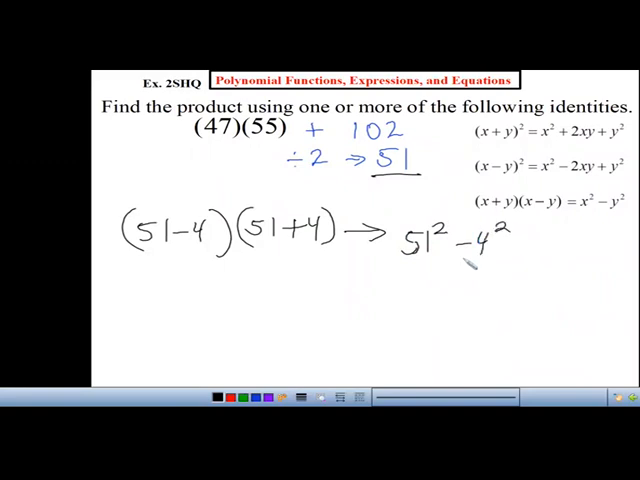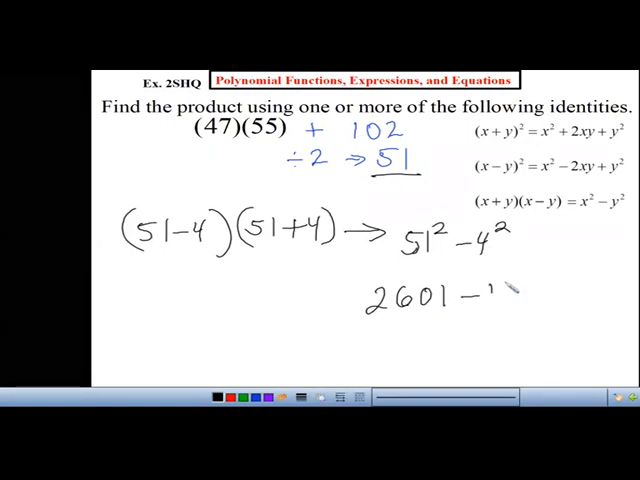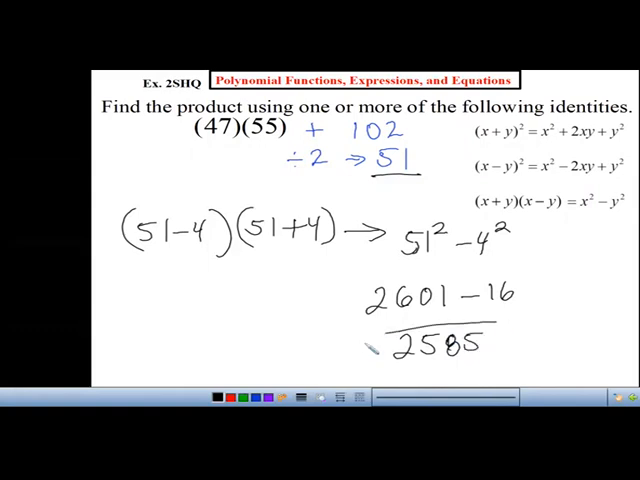All right. So 51 squared. What'd you get for 51 squared? Ivan, what's 51 squared? 2,601. Yeah, minus 16. So you should have gotten 2,585. Is that correct?